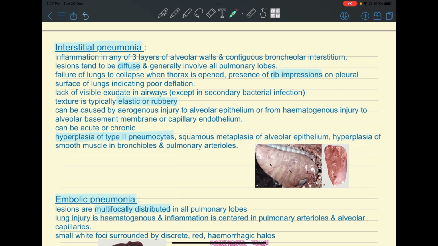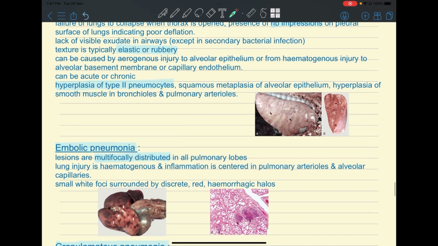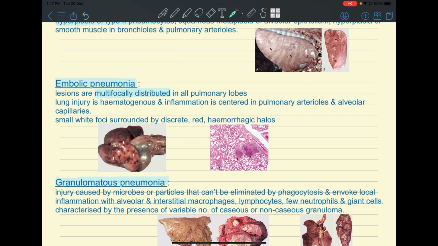So healthy lungs, or the lungs which are not filled with exudate, will float on water because they have air, and pneumonic lungs will sink. Then in case of interstitial pneumonia, the texture is typically elastic or rubbery, and microscopically you will see hyperplasia of type 2 pneumocytes, squamous metaplasia of alveolar epithelium, hyperplasia of smooth muscles in the bronchioles and pulmonary arterioles. Then embolic pneumonia.